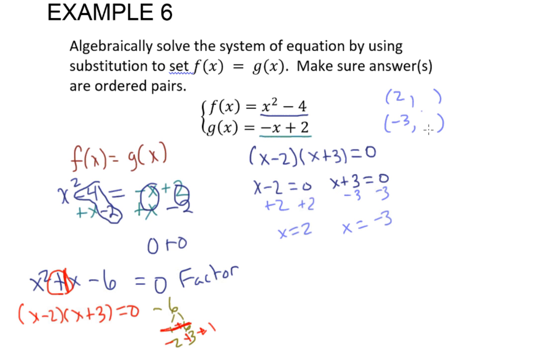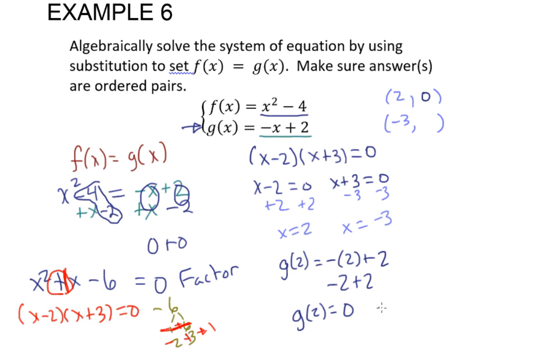Now we just need to find out the y-values for each of these. So guess what? We're going to take the second function, g of x, and we're going to plug in 2 into it. So we're going to find g of 2 equals negative 2 plus 2. Well, that's negative 2 plus 2, so that's 0. So g of 2 equals 0.